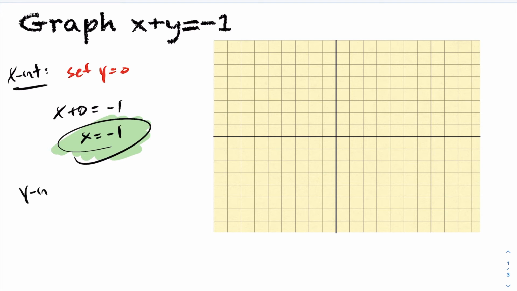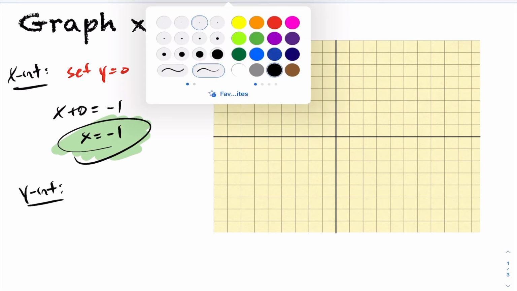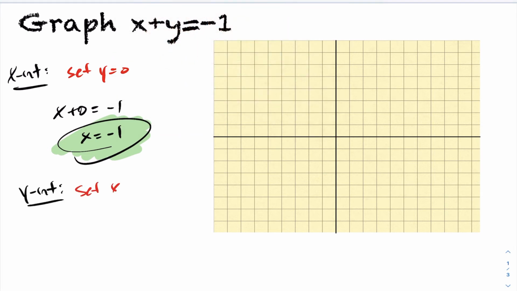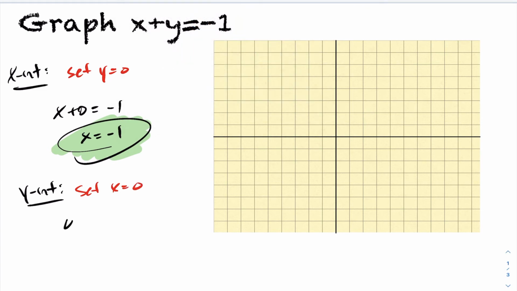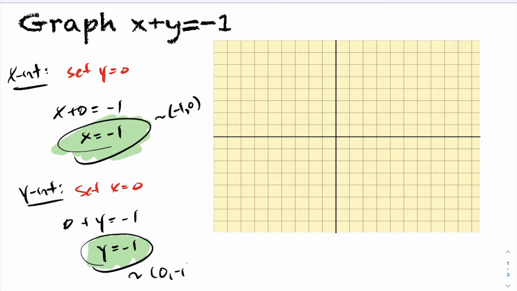Okay, likewise, I need to find my y-intercept. To find my y-intercept, I'm going to have to set x equal to 0. So everywhere I see an x, I'm going to change that to a 0, in which case we get a y-intercept also of minus 1. Now that you have your x and y intercepts, keep in mind you can express these as points: (-1, 0) and (0, -1).